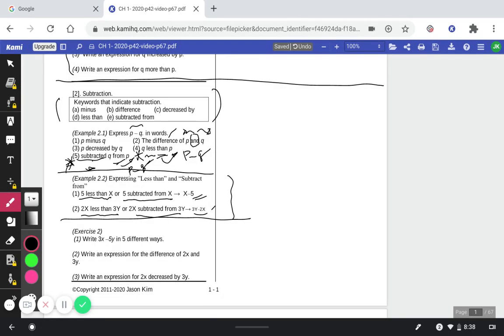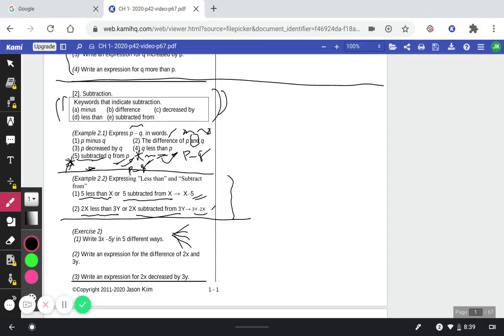Exercise 2, write 3x minus 5y in 5 different ways. So I guess they want you to do this by using these keywords again. Okay, so you said the first one is 3x minus 5y. The second one is the difference of 3x and 5y. The third one is 3x decreased by 5y. The fourth expression is 5y less than 3x.